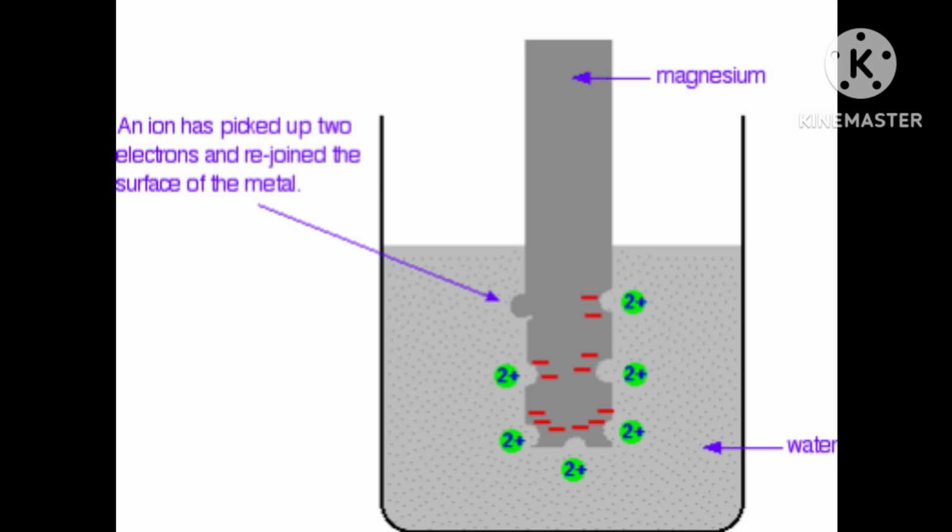And one more thing you have to understand, as I already told you: E cell is equal to ER minus EL. ER minus EL means the right-hand electrode potential minus the left-hand electrode potential. That difference is the E cell. E cell is equal to ER minus EL. Then, I have told you three things.